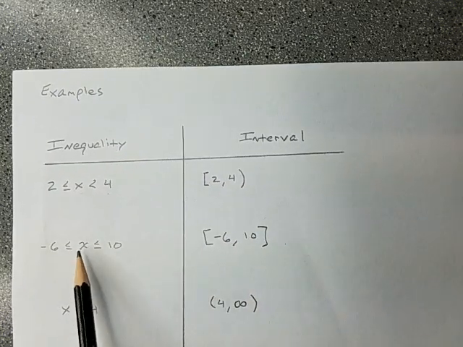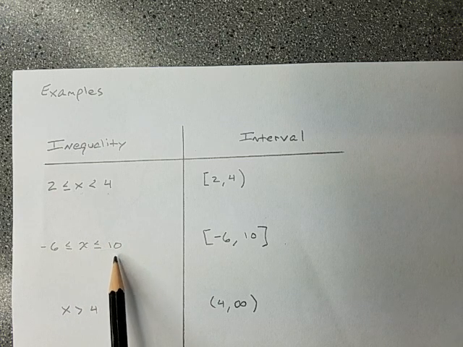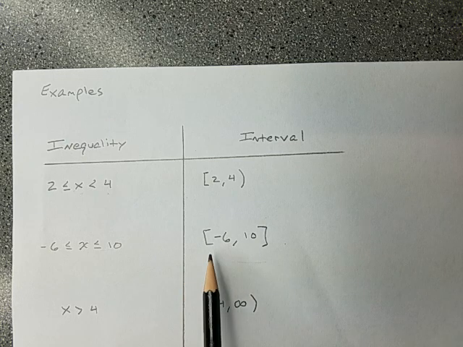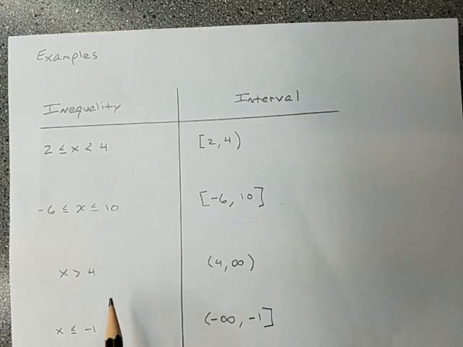X is greater than or equal to -6, and x is also less than or equal to 10. That would be this interval. Brackets on both of them. We want to include the -6 and the 10. What about this one, though?